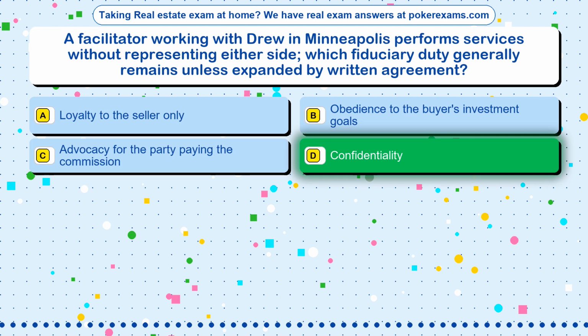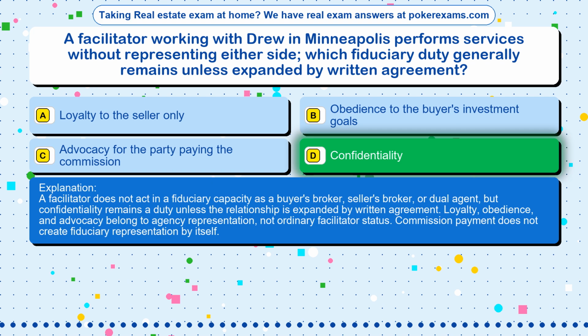The correct answer is option D, confidentiality. A facilitator does not act in a fiduciary capacity as a buyer's broker, seller's broker, or dual agent, but confidentiality remains a duty unless the relationship is expanded by written agreement. Loyalty, obedience, and advocacy belong to agency representation, not ordinary facilitator status. Commission payment does not create fiduciary representation by itself.